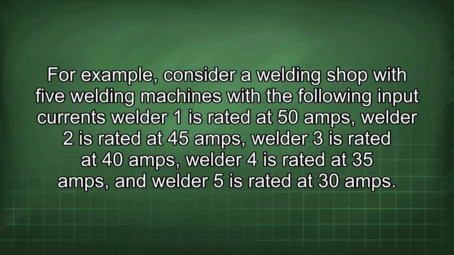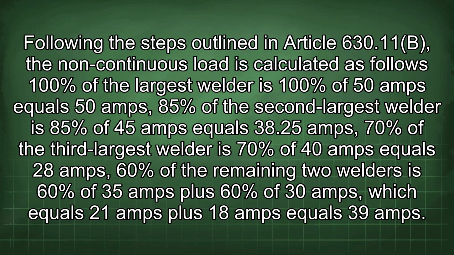For example, consider a welding shop with 5 welding machines with the following input currents. Welder 1 is rated at 50 amps, Welder 2 is rated at 45 amps, Welder 3 is rated at 40 amps, Welder 4 is rated at 35 amps, and Welder 5 is rated at 30 amps. Following the steps outlined in Article 630.11(B), the non-continuous load is calculated as follows: 100% of the largest welder is 100% of 50 amps equals 50 amps.